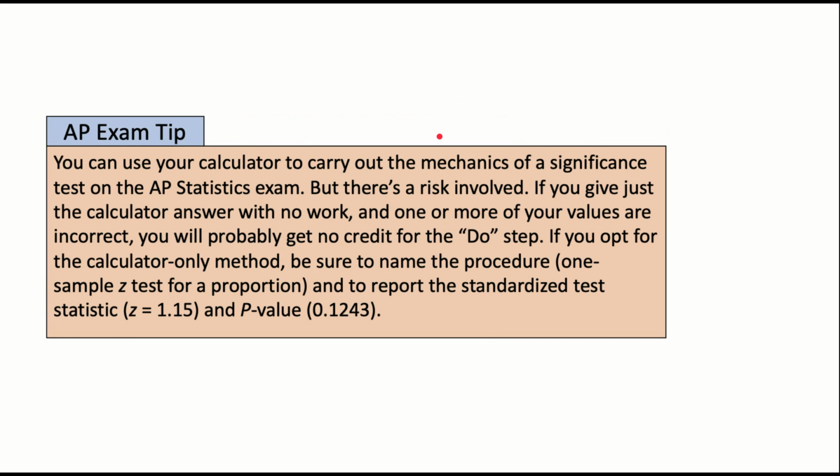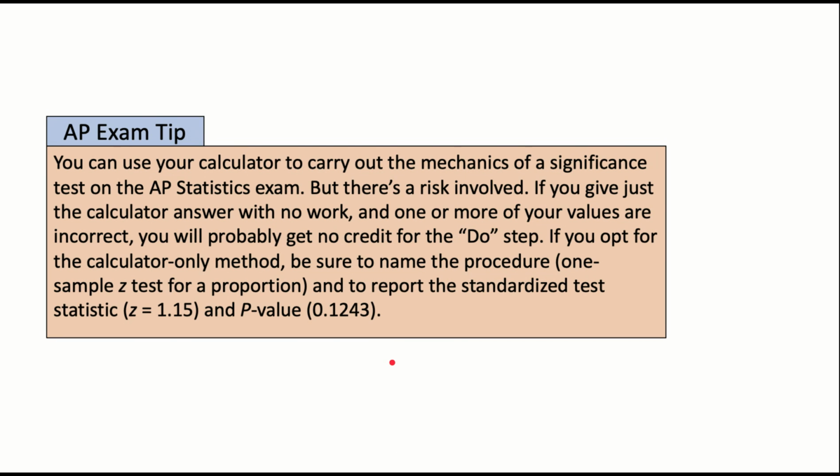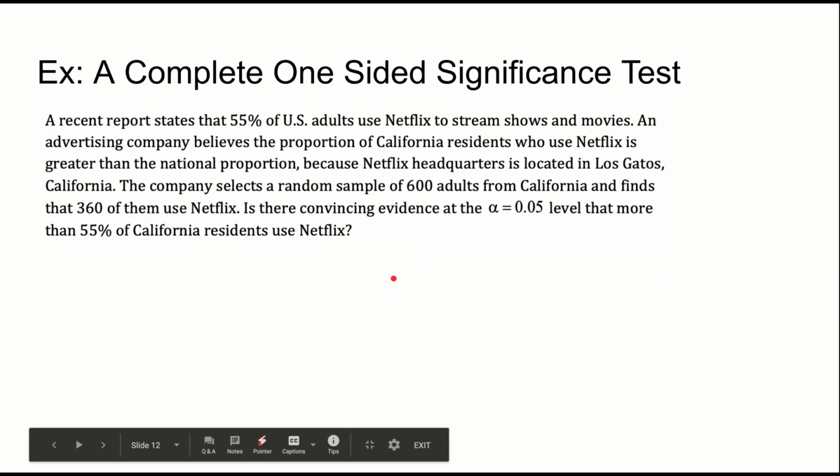All right, so for an AP exam tip, you can use your calculator to do this, but if you do use your calculator, you need to report the test statistic z and the p-value. I'm not going to show you that in this slideshow, but I will show you when we see each other in real life on Zoom. All right, read this example before we move on.